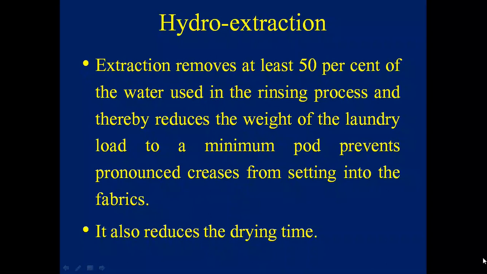So hydro extraction helps to remove the 50% of the water which is present in the form of moisture in the cloth. With this machine, it helps to remove the water and moisture, and the cloth becomes more damp. You can use it, and it helps to minimize the other problems which you may face with linen, such as creases or lines, or the cloth becoming crumbled or shabby. So all these things would be removed with the help of hydro extraction.